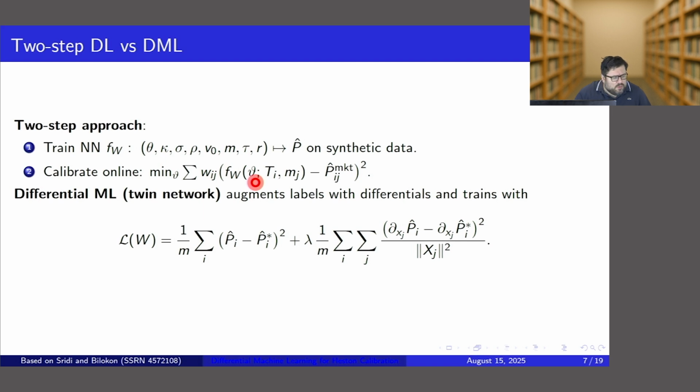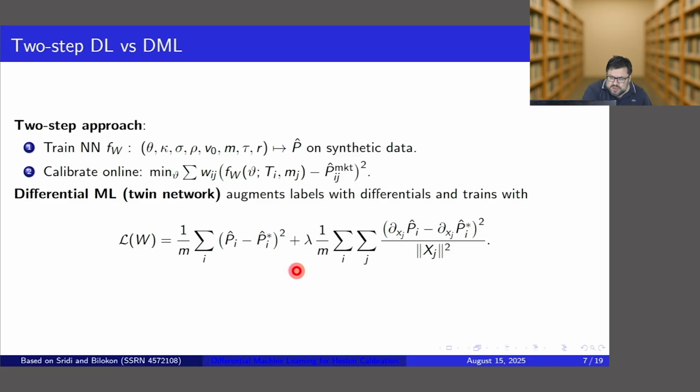Whereas the differential machine learning approach augments the labels with differentials. We don't just regress price. We also regress price gradients. And formally, the loss is this.